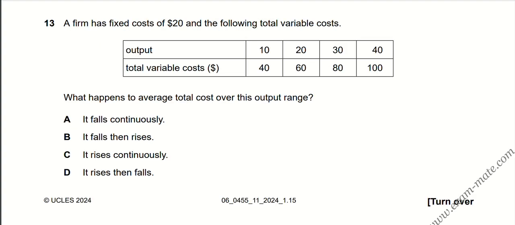A firm has fixed costs of $20 and the following total variable costs. What happens to average total cost over this output range? Okay, you just have to calculate the average cost for each output. So this would be the fixed cost plus the variable cost over output. And with that simple calculation, you'll find out that it falls continuously, so your answer is option A.